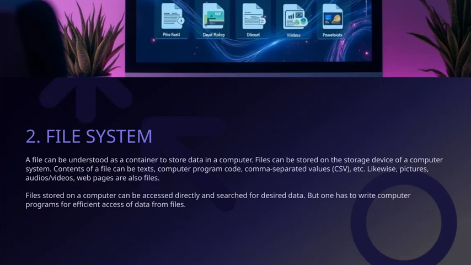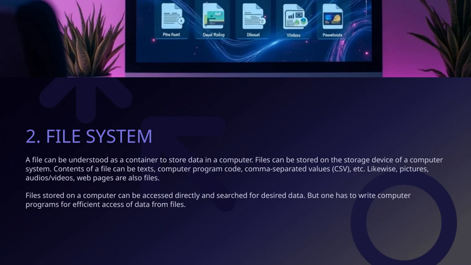Let's talk about the file system, which is a fundamental part of how data is stored and managed in a computer. A file can be thought of as a container that holds data, whether it's text, computer program code, or CSV files. These files are stored on the computer's storage device, like a hard drive or SSD. It's important to realize that files aren't limited to just text. They can also be images, audio or video clips, or even web pages. This variety highlights how versatile files are in representing different types of data.